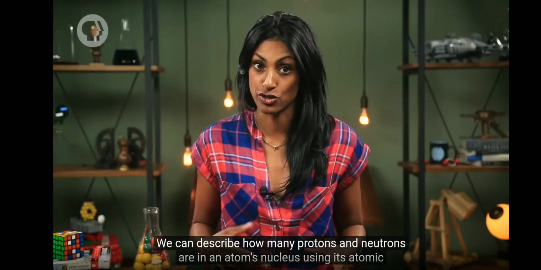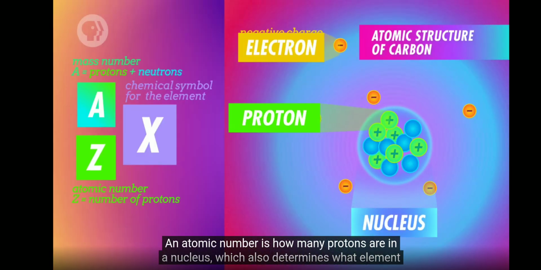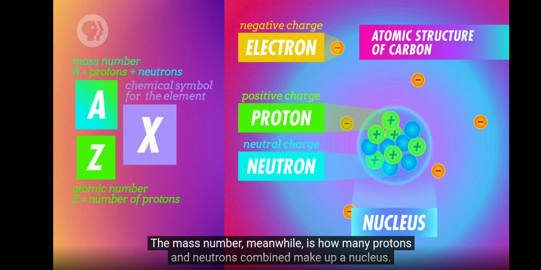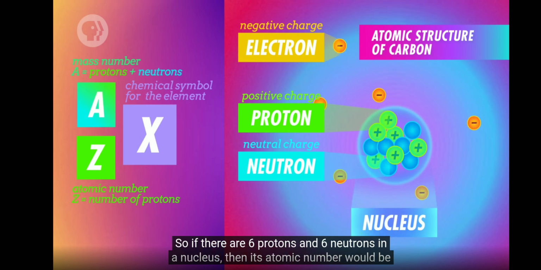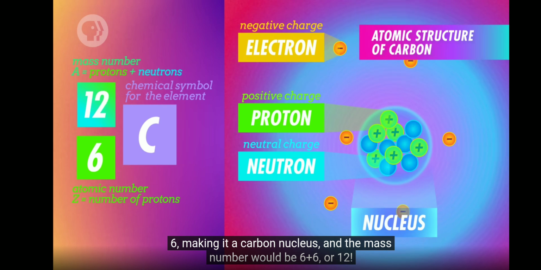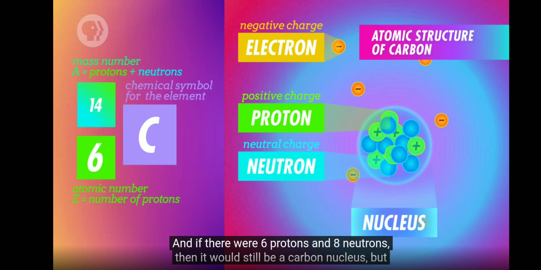We can describe how many protons and neutrons are in an atom's nucleus using its atomic and mass numbers. An atomic number is how many protons are in a nucleus, which also determines what element the atom consists of. The mass number, meanwhile, is how many protons and neutrons combined make up a nucleus. So if there are 6 protons and 6 neutrons in a nucleus, then its atomic number would be 6, making it a carbon nucleus. And the mass number would be 6 plus 6, which is 12. And if there were 6 protons and 8 neutrons, then it would still be a carbon nucleus, but with a mass number of 14.